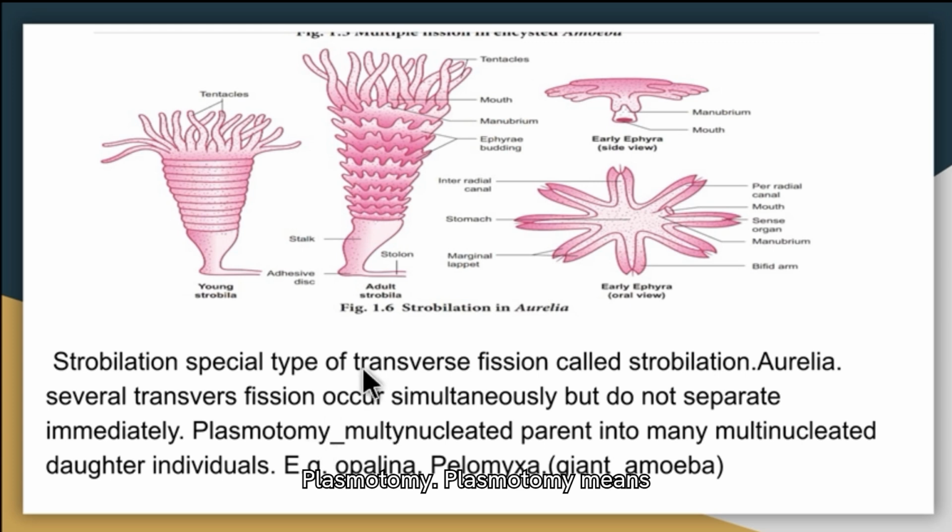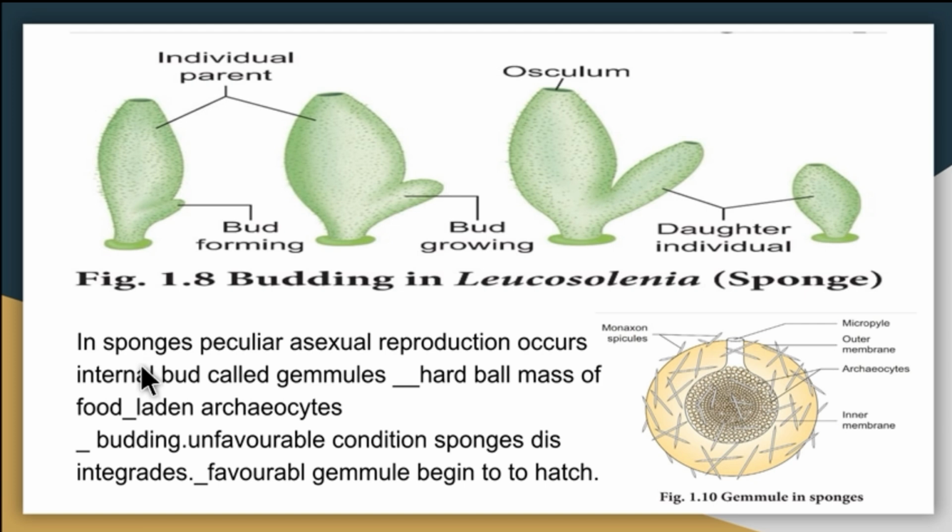Plasmotomy. Plasmotomy means multiple nuclei are present. A multi-nucleated parent divides into many nucleated daughter individuals. Everyone has many nuclei. Example, Opalina and Pelomyxa. Next one, budding. Best example, the sponges.